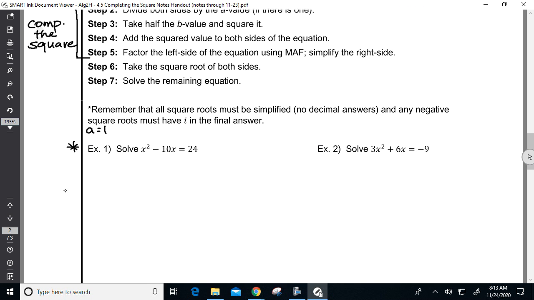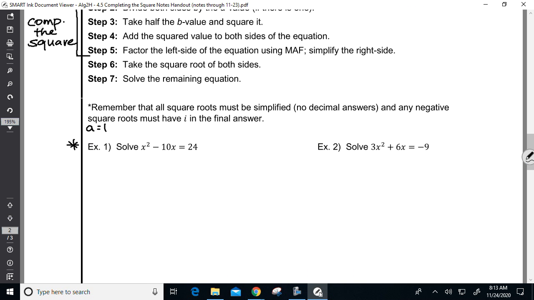Step 3, take half the b value and square it. The b value is the number that's sitting in front of x, which in this case is negative 10. So we take half the b value and then square it. Negative 10 over 2 squared is negative 5 squared, that's 25. So that completes step 3.